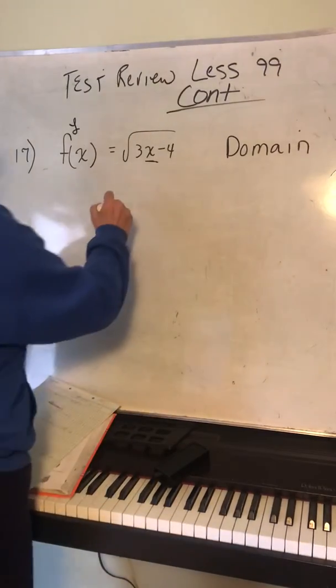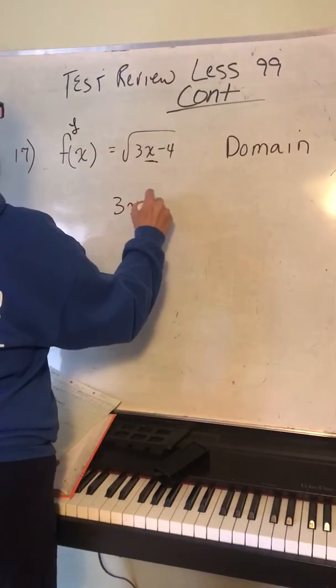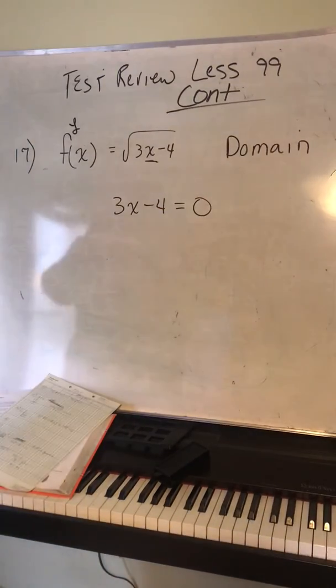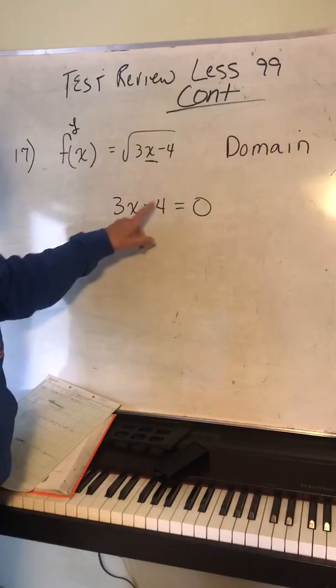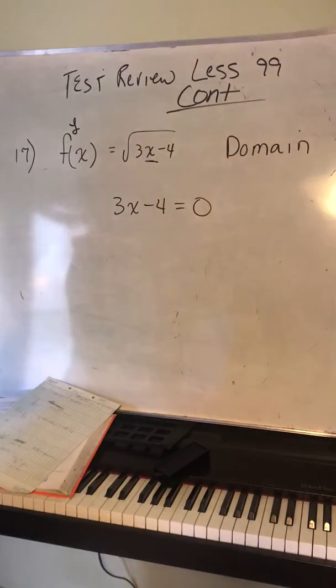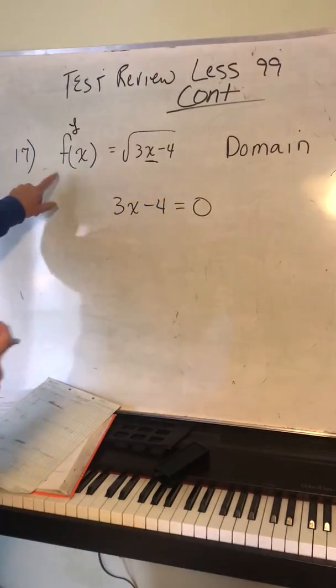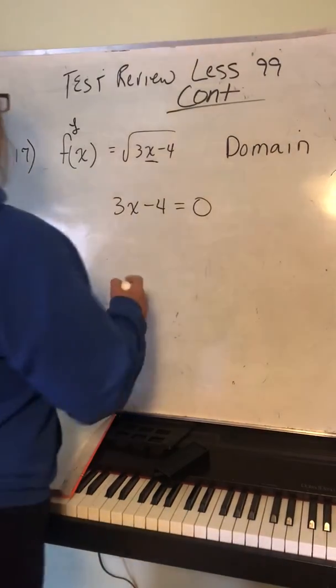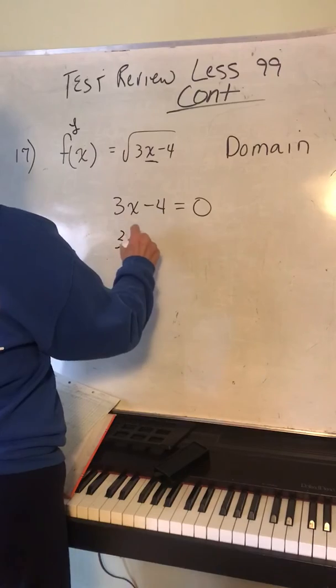The way we do that is we set 3x minus 4 greater than or equal to 0. Whatever we solve for x, we're going to have x greater than or equal to that number. That will be our domain. All those numbers will satisfy this equation, will satisfy this function. So we just have to solve for it.